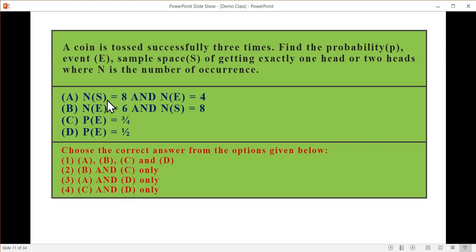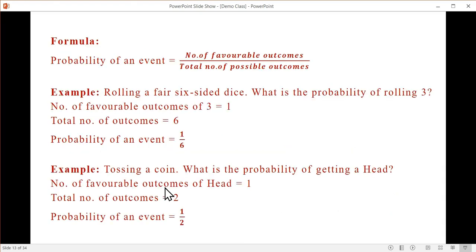Here some charges are given, n of s equal to some value, then n of e equal to some value, then the second option is given, then the third option. Choose the correct answer from the options given below. So here some values are given, and from these we have to choose the correct answer. For this we have to solve this problem.